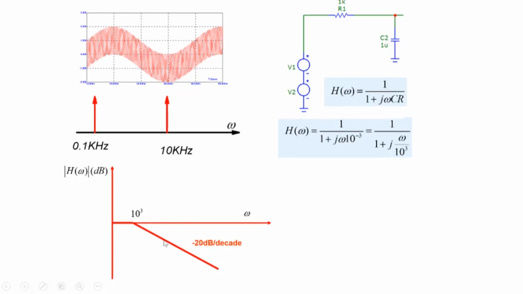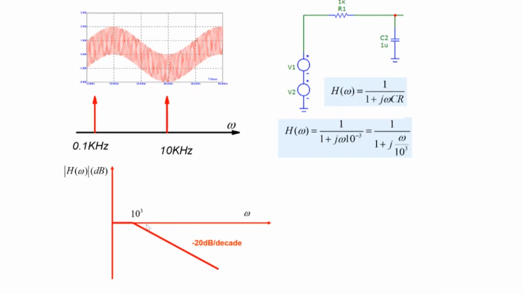So a 10 kilohertz signal would be somewhere here, and 10 kilohertz is about 1 decade higher than the break frequency, or corner frequency, or 3 dB frequency of 10 to the power 3. And the slope of the line is 20 dB per decade. So it means that approximately, because we know that the graph is not exactly piecewise linear like this, we can say that the 10 kilohertz signal would be 20 dBs lower. It will get attenuated by 20 dBs.